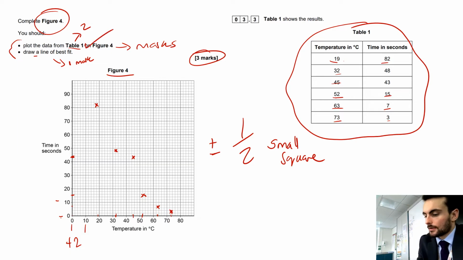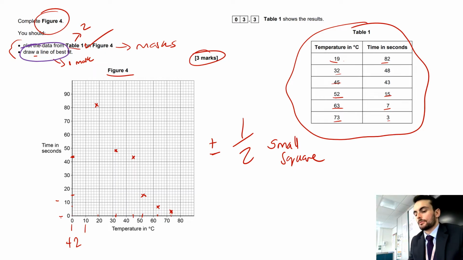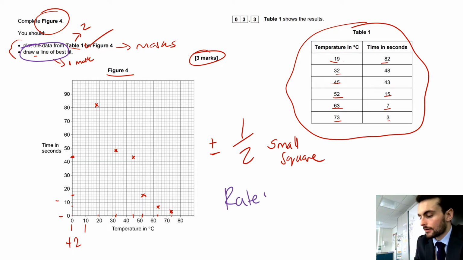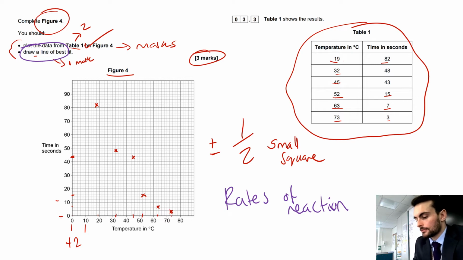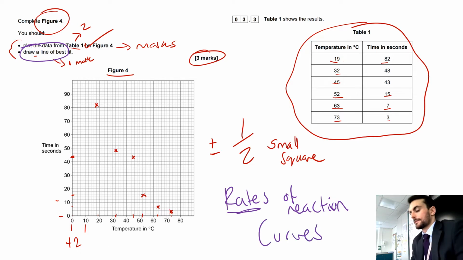Next thing we need to do is draw a line of best fit. Now the first thing is, we're in science, we're not in maths, so you can do curved lines, they don't all have to be straight. Another clue that it's going to be curved is that we are talking about rates of reaction, and the rate of a reaction is never the same all the way through. So usually a hint that it's rates, sometimes it can be curved, and it's science.